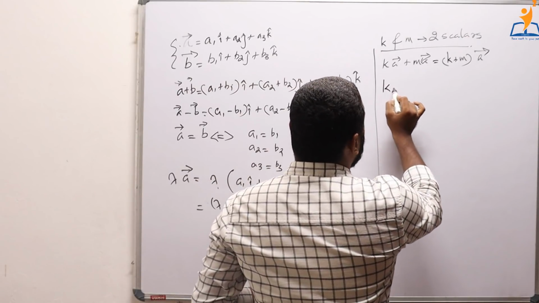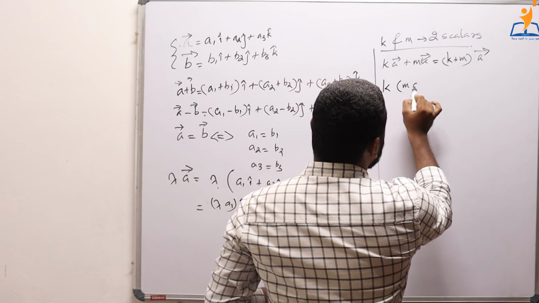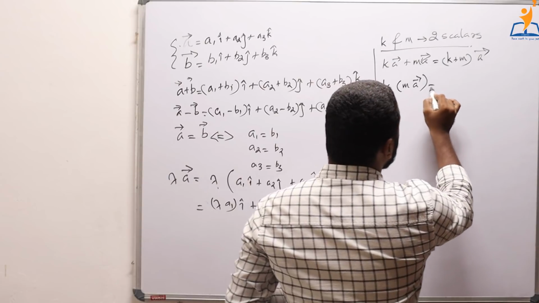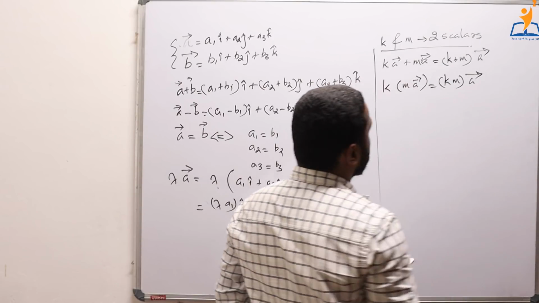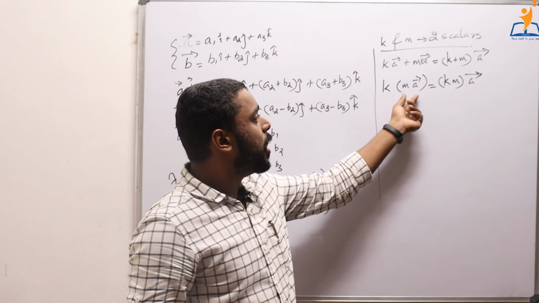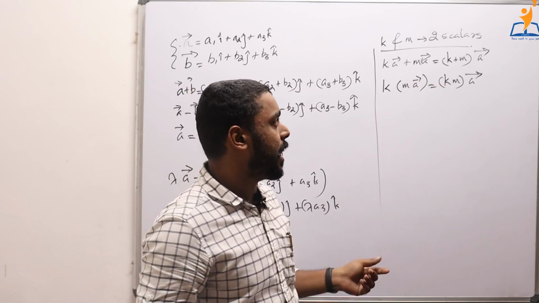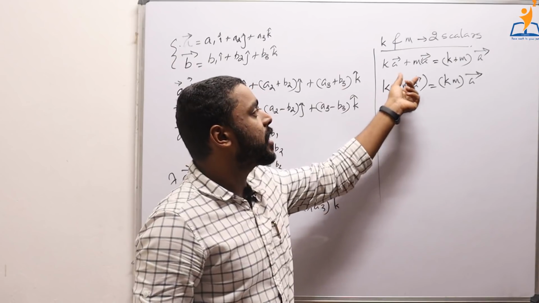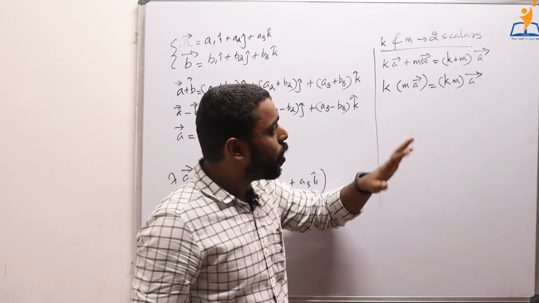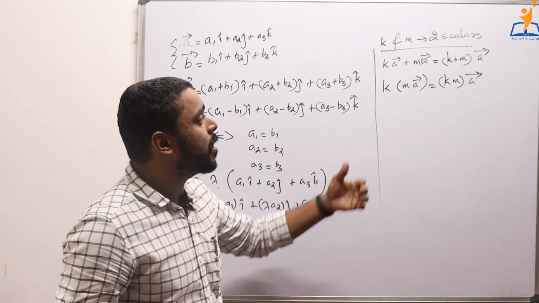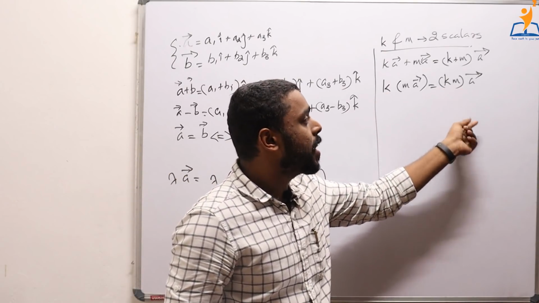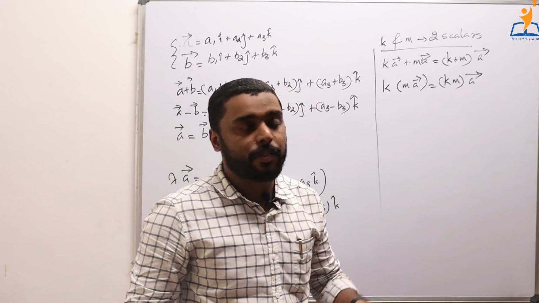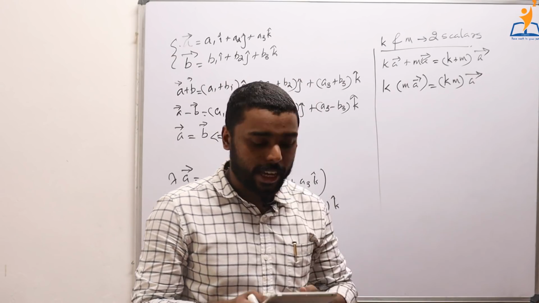Similarly, k into (m a) is equal to km into vector a. Here we first multiplied m with the vector a, then we multiplied k with the resulting vector. There is an easy method: instead of doing this, first multiply both the scalars and then multiply the result with the vector. We can interpret this result just like that.